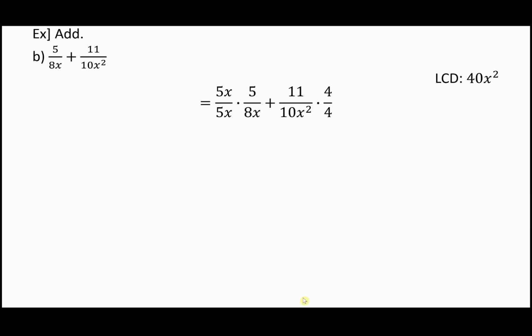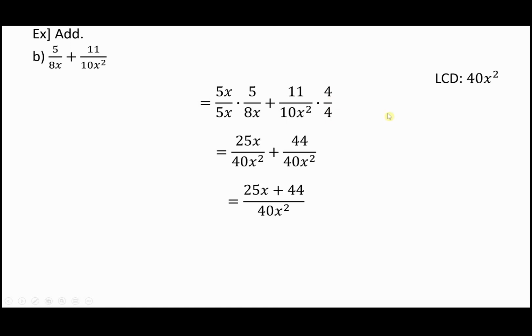So you have to look at each individual denominator, compare it to the LCD, and say to yourself, well, what factors are missing? When comparing the 8x to the 40x squared, it's missing factors of 5 and x. So that's what fueled the choice for making the fun one 5x over 5x in order to build up the 5 over 8x to capture that LCD. Similarly but distinct, the 10x squared denominator, in comparing it to the LCD of 40x squared, is missing a factor of 4. So that's why the fun one over here is 4 over 4.